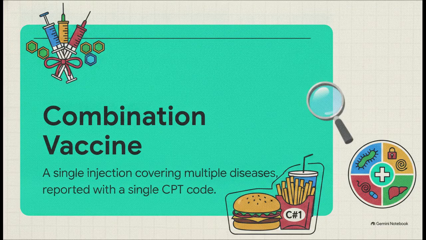As you look at those product codes, you're definitely going to encounter combination vaccines. This is a single injection that covers multiple diseases. Think of it exactly like a combo meal at a fast food joint. You don't ring up the burger, the fries, and the drink separately, right? You just hit the button for combo number 1. For example, the Vaxalis vaccine covers 6 different antigens: diphtheria, tetanus, pertussis, Hib, polio, and hepatitis B, all in one single injection. You'll report a single CPT product code for that entire combination product, not 6 separate codes for each component.